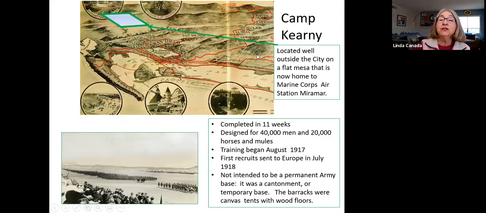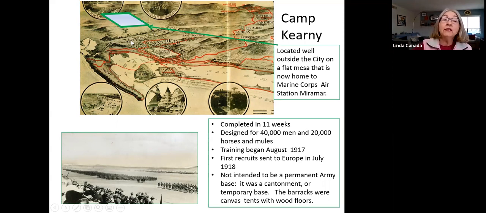That's when the same men who were the business leaders of our community, who had managed to get the exposition buildings built and the fair opened, convinced the government very quickly that San Diego had plenty of land and plenty of willingness to open a training camp here in San Diego. And so Camp Kearney was established.